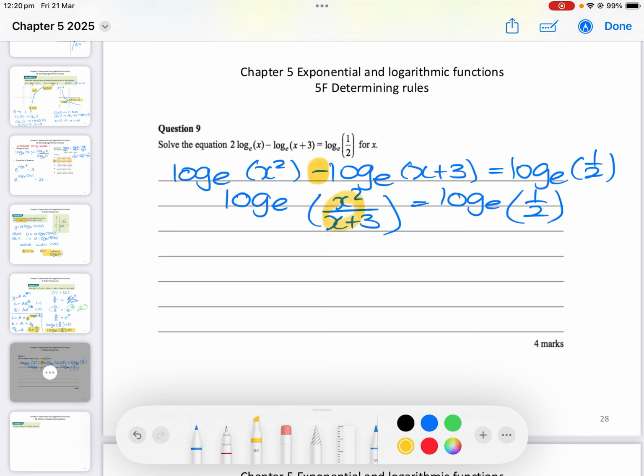So that tells me that for these to be equal, this and this must be equal. So x squared on x plus 3 equals 1/2. 2x squared equals x plus 3. I'm feeling a quadratic factorising coming on.